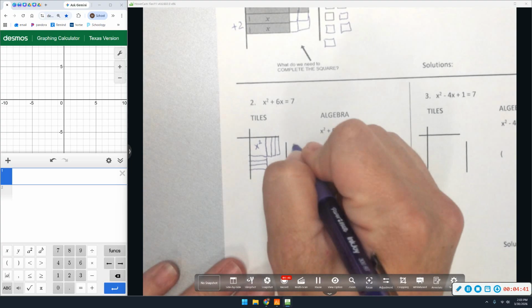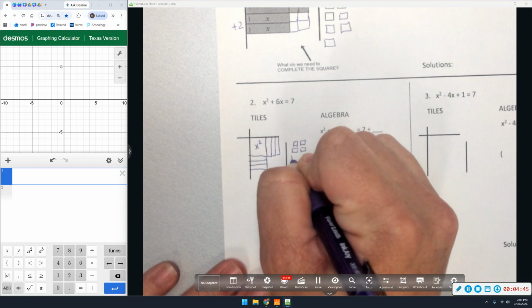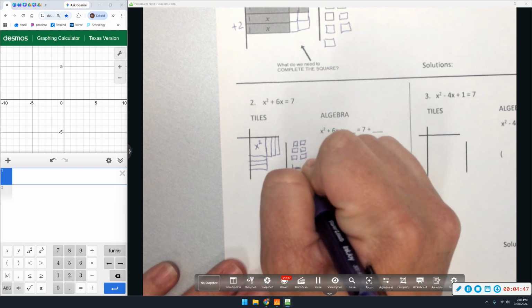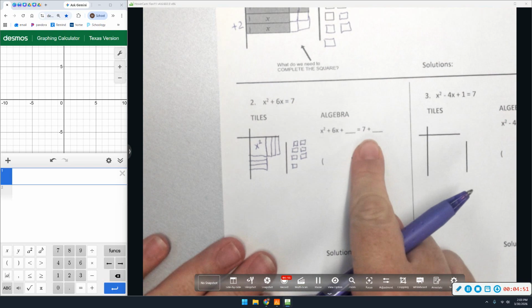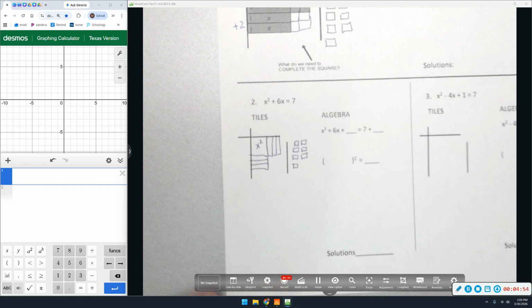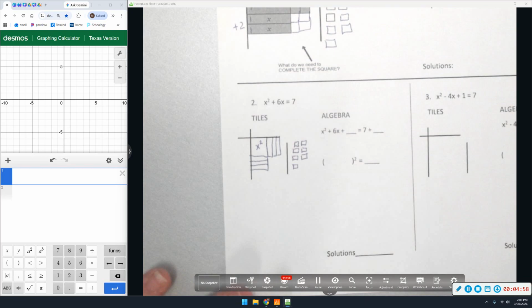And then I have 7 singles on the other side. 1, 2, 3, 4, 5, 6, 7. Because the other side equaled 7, right? That's why we have that. So, how many singles do I need to complete this square?